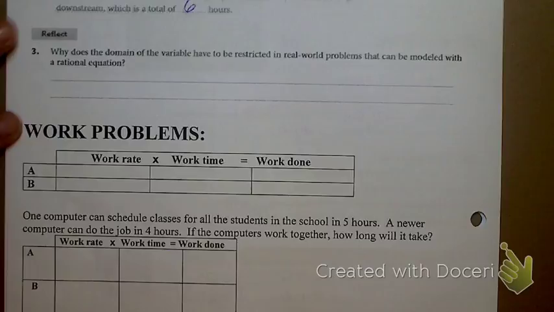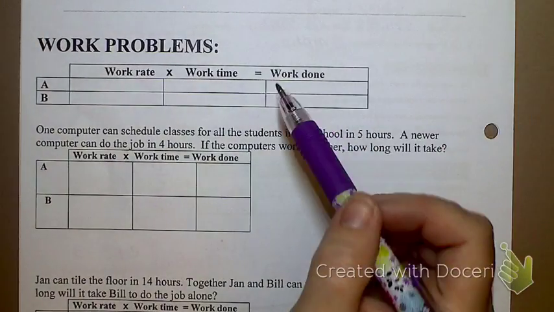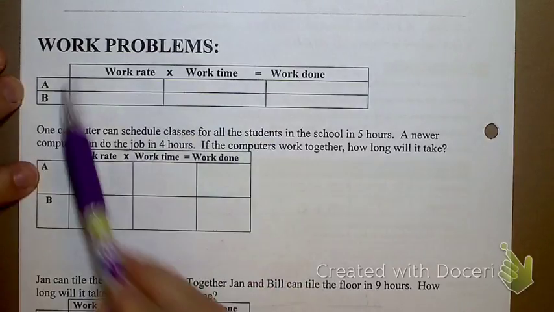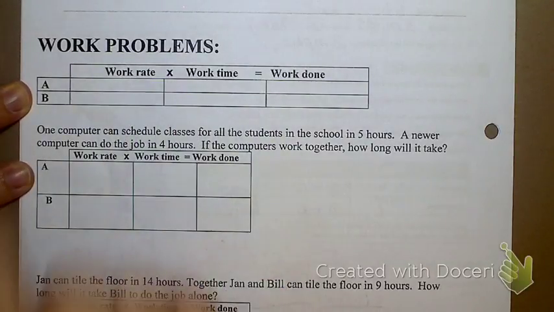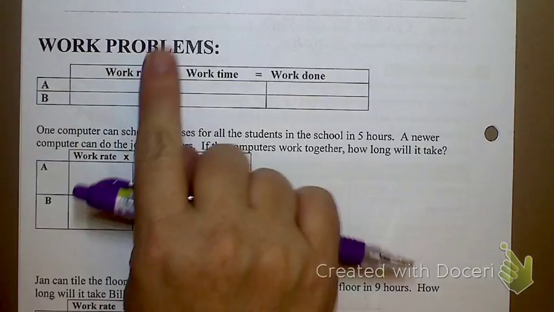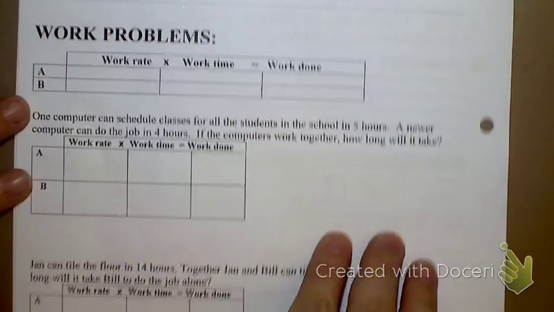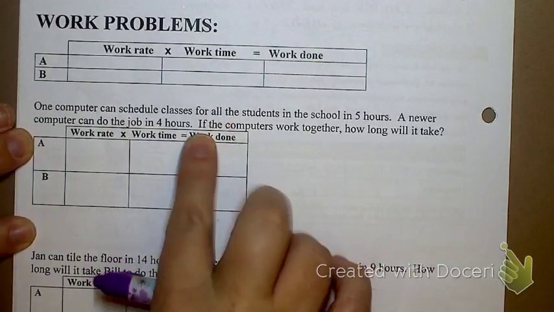All right, the next type of problems that you're going to see are called work problems. And whenever you have a work problem, you want to set up a little table like this. You're going to have 2 people doing 2 different jobs. You want to talk about rate times time equals the amount of work done. So let's look at it. The best way I can explain that is to go straight through one.